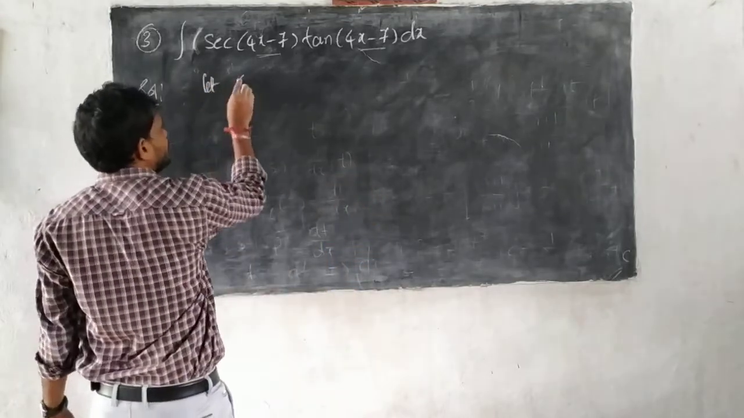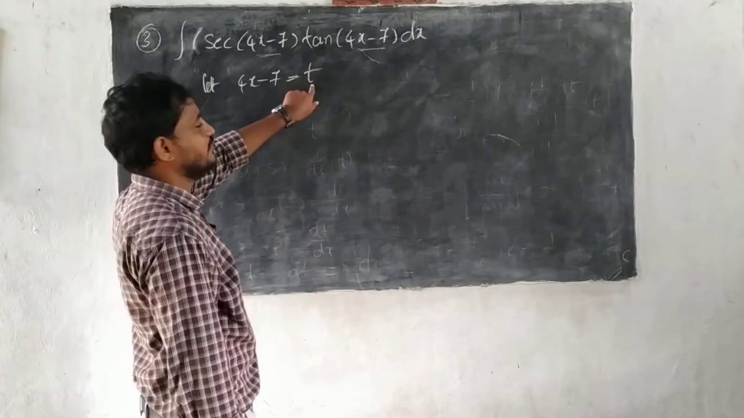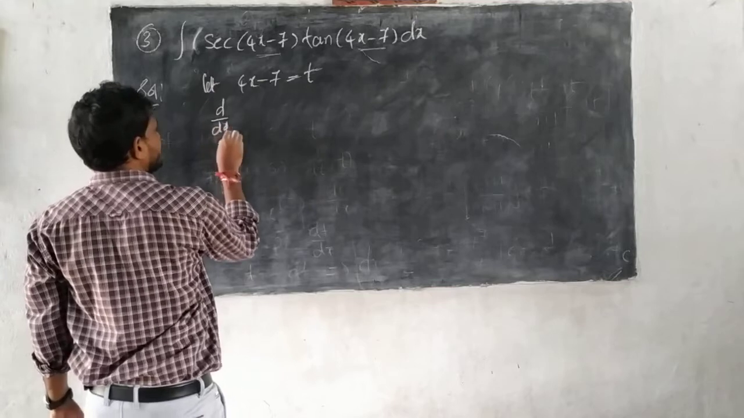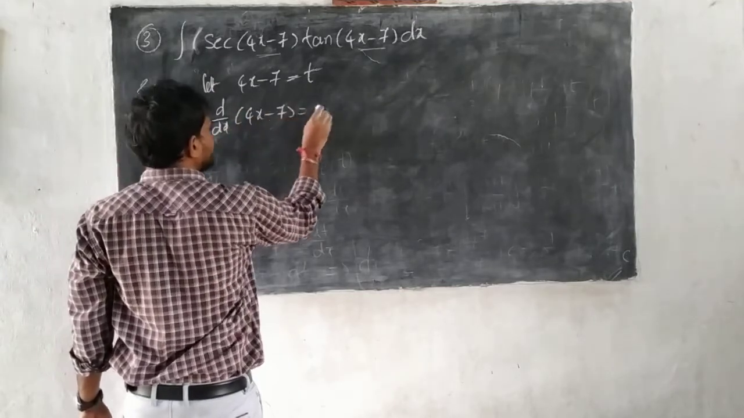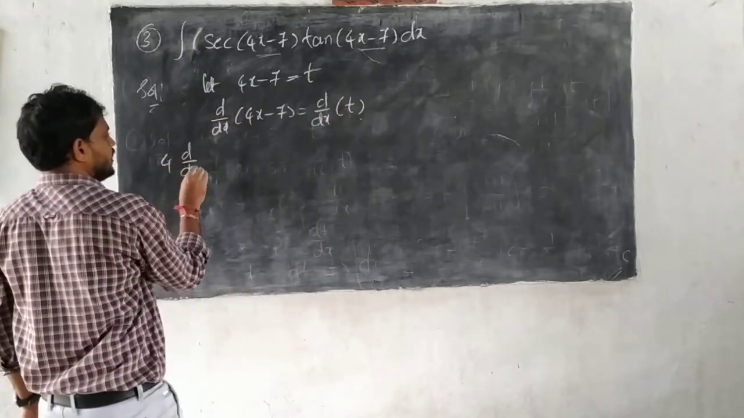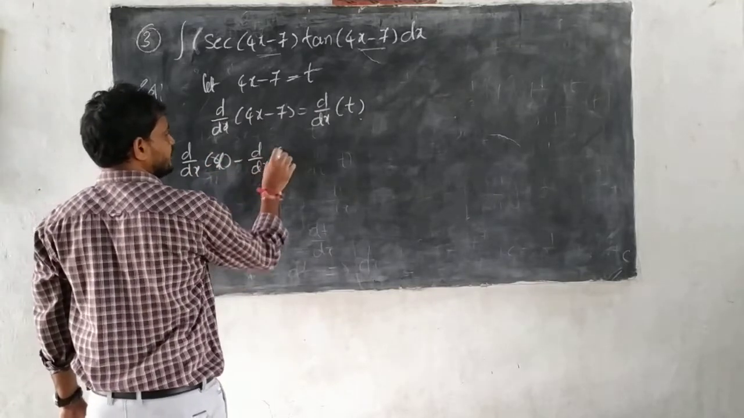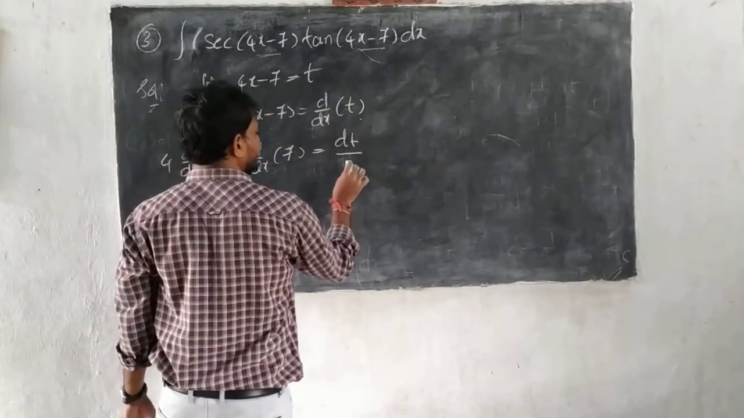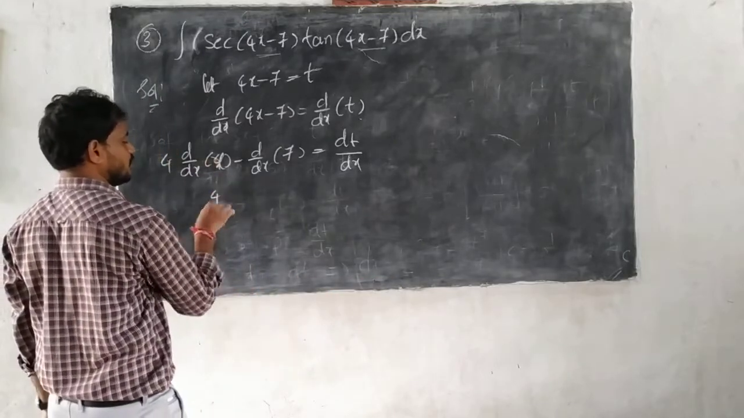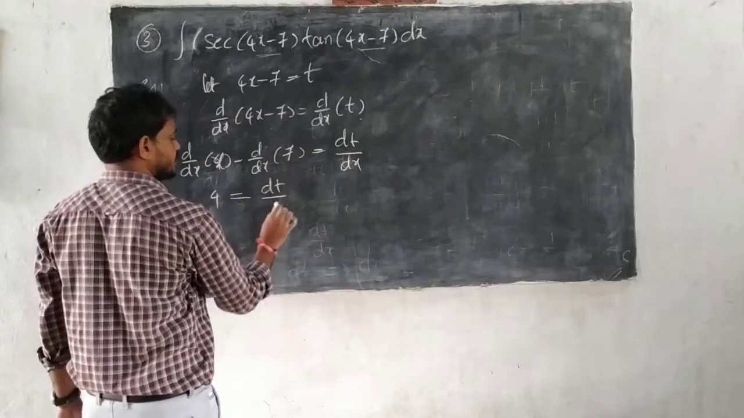Which value do you have to substitute here? Let 4x minus 7 equal t. Substitute t in place of 4x minus 7. Then differentiate: d by dx of (4x minus 7) is equal to d by dx of t. Then d by dx of 4x minus d by dx of 7 is equal to dt by dx. d by dx of x is 1, so we will get 4 only, and d by dx of 7 is 0, so only 4 equals dt by dx.